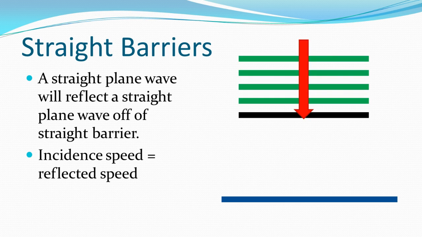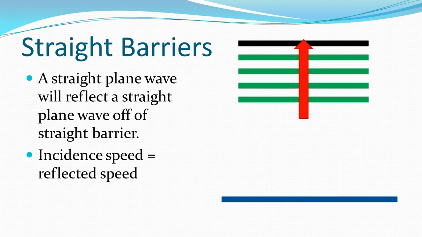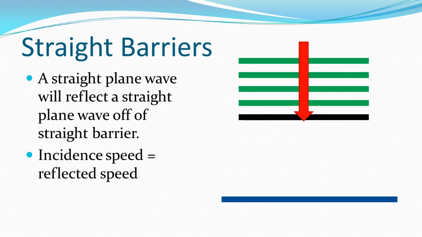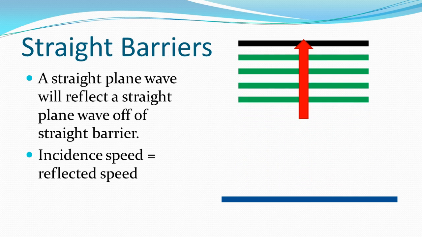Let's look at how a standing waveform reflects off a straight barrier. If I send a straight plane wave, it's going to reflect a straight plane wave back. Notice the black crest compared to the green crest, represent the wave front. So the incident wave front flips around, and now the reflected wave front is at the back. The wave front that leads into the barrier is the wave front that reflects out of the barrier. The speed of the wave coming in, the incident wave speed, equals the reflected wave speed.